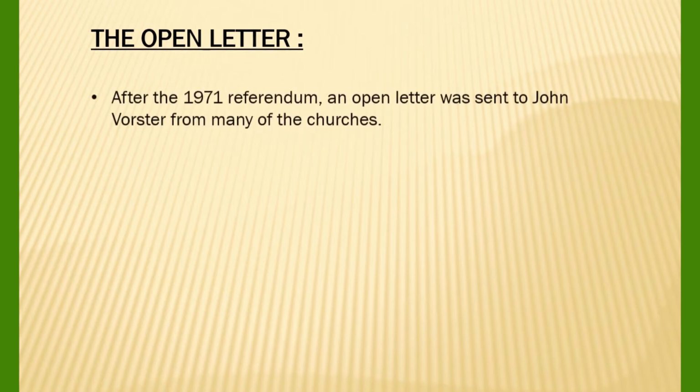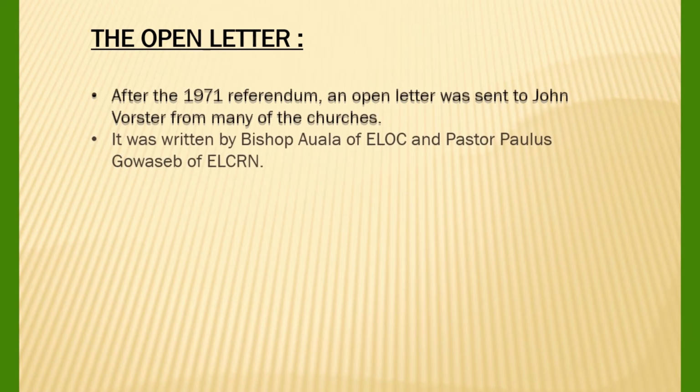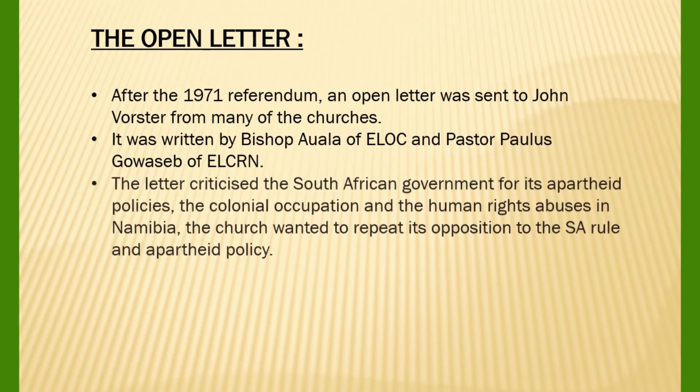After the 1971 referendum, an open letter was sent to John Vorster from many of the churches. It was written by Bishop Awala of ELOC and Pastor Petrus Govasep of ELCRN. The letter criticized the South African government for its apartheid policies, the colonial occupation, and the human rights abuses in Namibia. The church wanted to repeat its opposition to South African rule and apartheid policy.